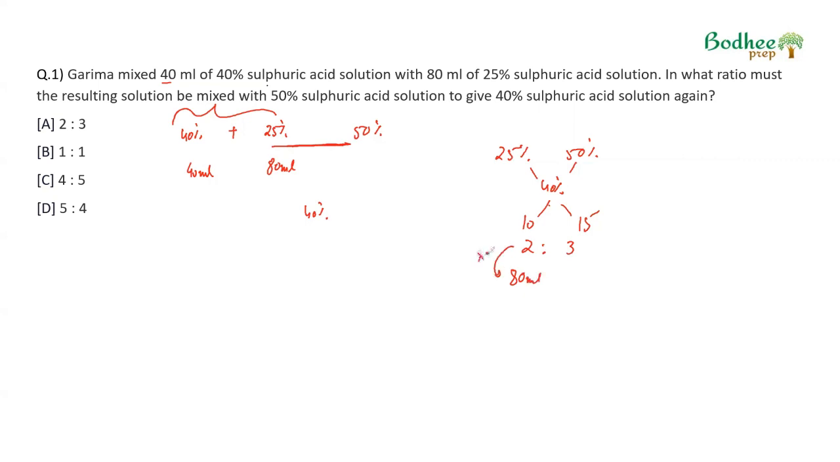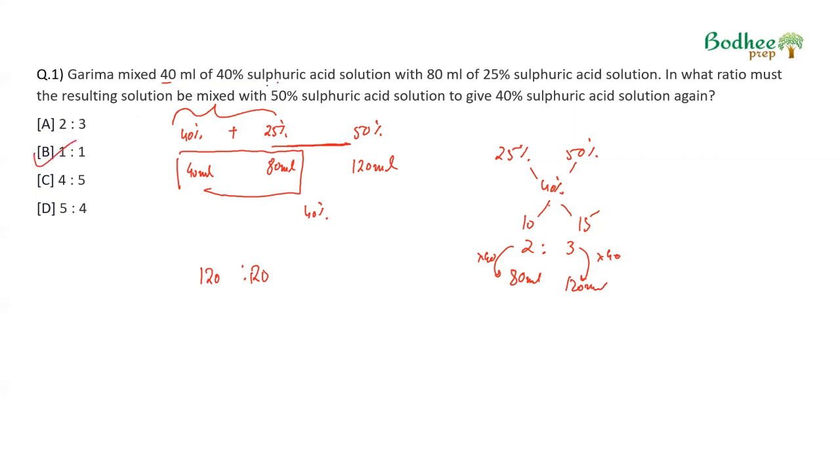20 into 40 is 80. So this should be 30 into 40, which is 120 ml. And therefore, the 50% solution that we need is 120 ml. But the question asks us, to this total volume, how much should be added? So this total volume was 120 ml. To that, 120 ml has to be added. So what is the ratio of the solution that must be mixed? The ratio of the solution will be 120 is to 120 or 1 is to 1.